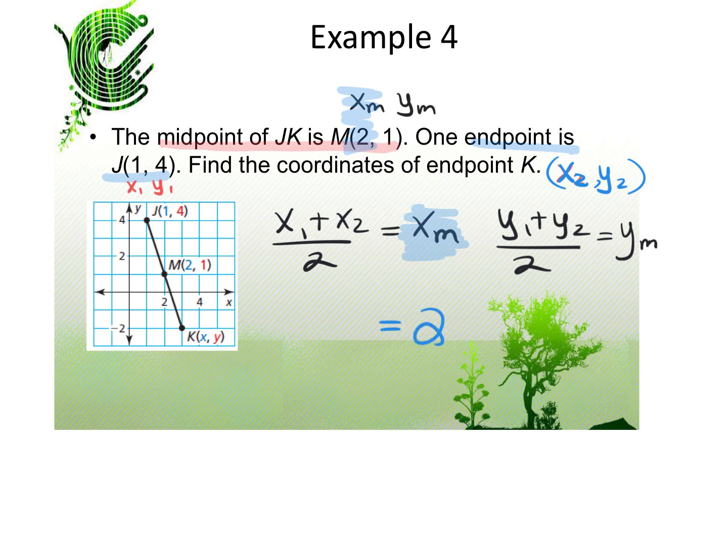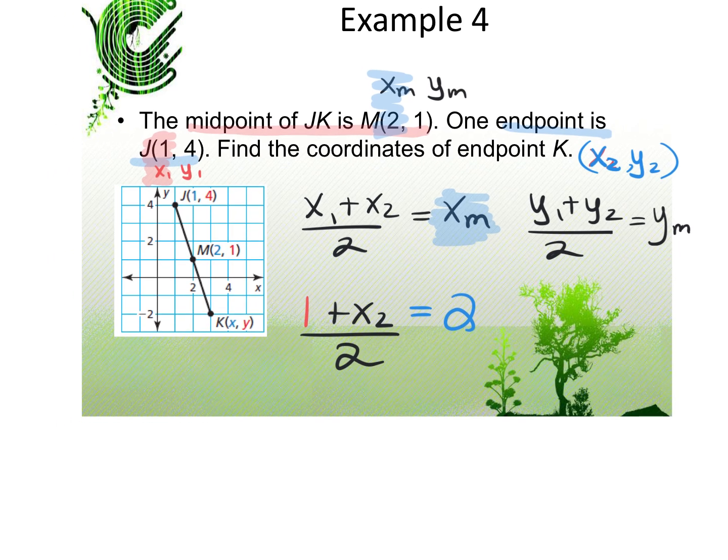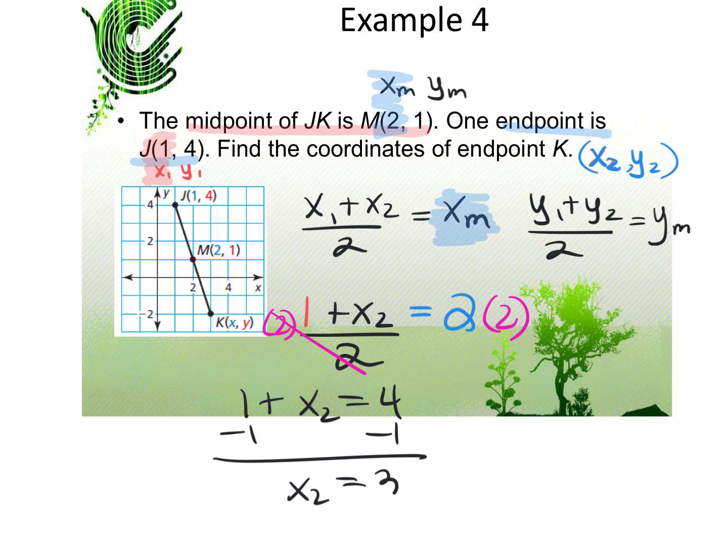And then I'm also going to grab the x1 from the ordered pair, which was 1. It's going to go right here. I don't know the x of the other endpoint, and then it's divided by 2. Here's where your algebra skills come into play. I need to first get rid of the 2 in the denominator, so I'm going to multiply both sides by 2. And now I'm left with 1 plus x sub 2 equals 4. Subtract 1. And the x of my endpoint, or point K, is 3.